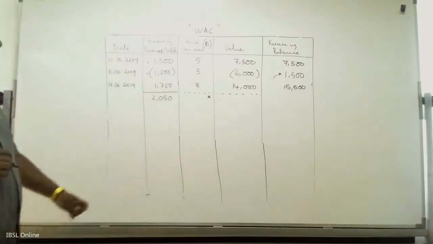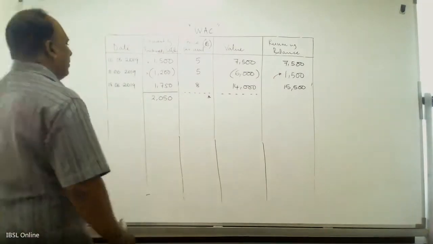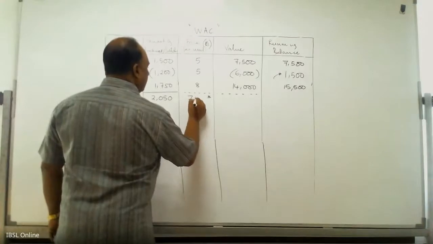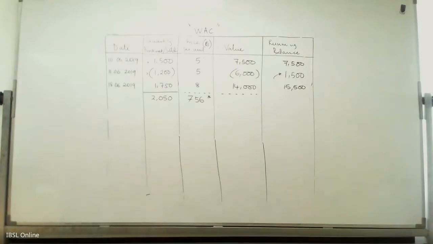So what you have to do is calculate the weighted average price before you get into the issuance of the next item. So what do we need to do here? We have to calculate the average price. 15,500 divided by 2,050. Now comes the problem. You will have a price with decimals, where you have to consider it for 2 decimals. You see?